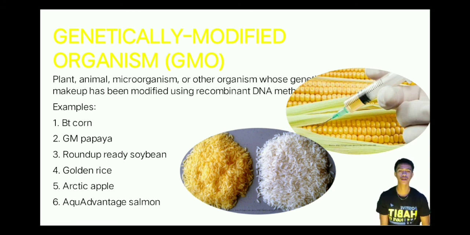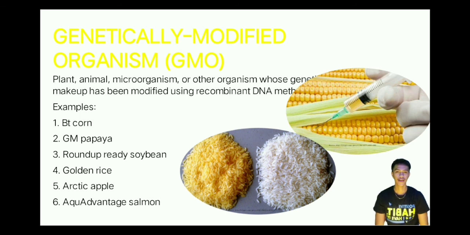The ones we are most familiar with here are BT corn and golden rice. BT corn, also known as Bacillus thuringiensis corn, is enhanced through biotechnology to protect against insect pests. Its built-in insect protection comes from naturally occurring microorganisms called Bacillus thuringiensis, or BT.